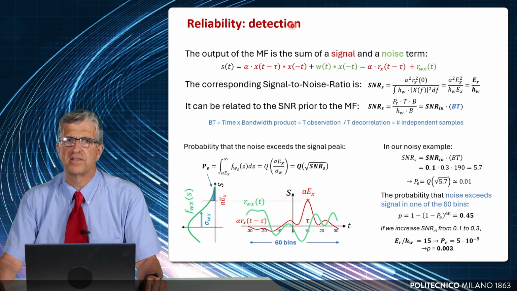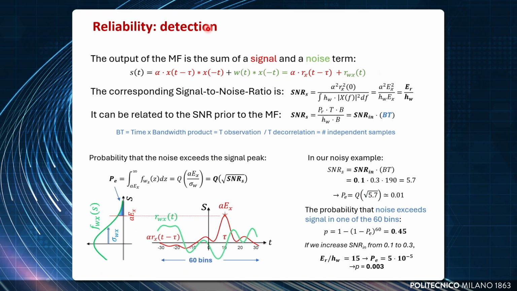And this is what we call the detection. Detection means answering the question: is the peak we are observing signal or noise? We can model the signal out of the matched filter as two contributions. The red is the contribution of the signal: you see the transmitted signal, delayed, correlated by the matched filter with the reference. The green is a noise term, that is the noise correlated by the matched filter. So we have a good signal and the noise.